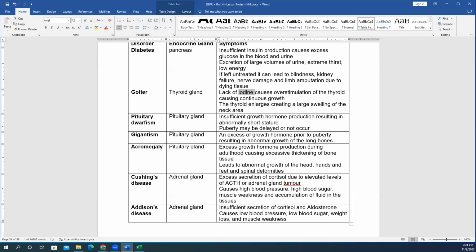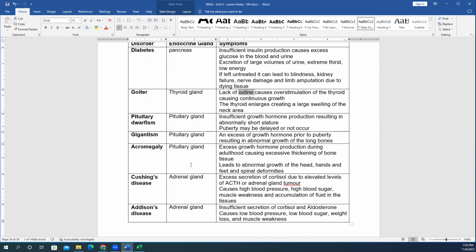Even prior to puberty, resulting in an abnormal growth of the long bones, and causing a very large stature, hence the name gigantism. There's also another disorder of the pituitary gland called acromegaly. And this is as a result of, again, excessive growth hormone produced in adulthood.